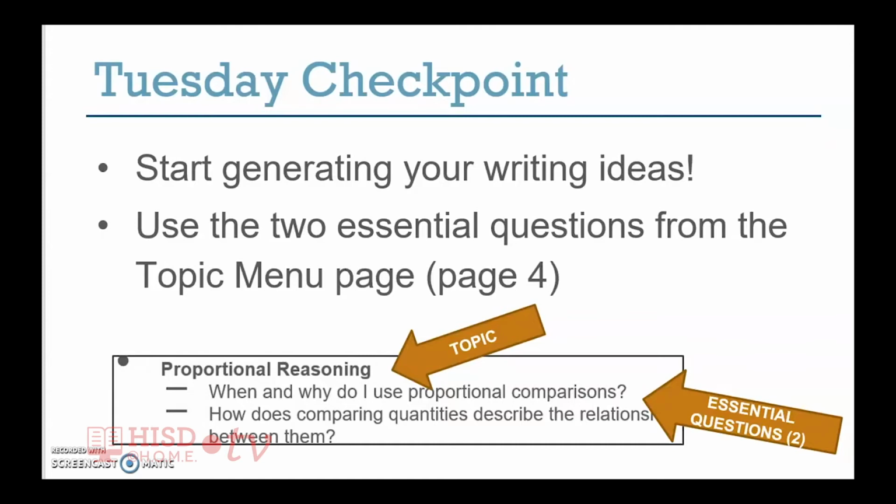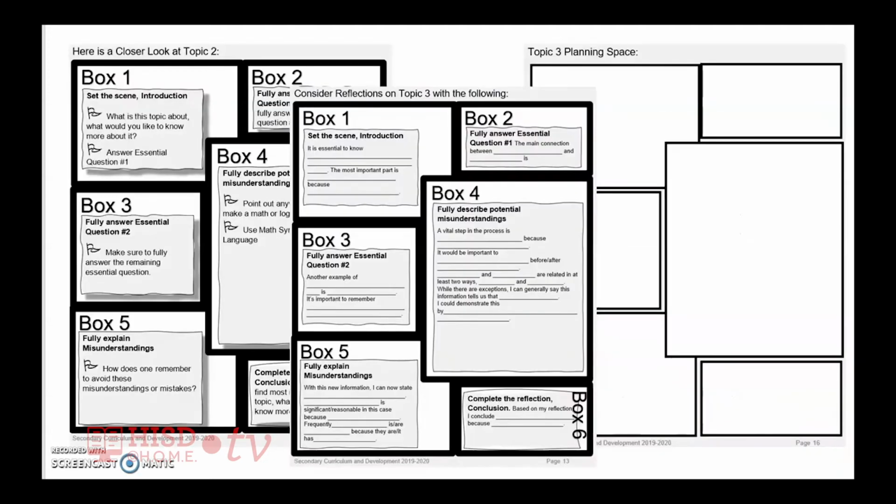On Tuesday, you get to continue the work, but this time you're looking at topic 3. For me, it's proportional reasoning. And my 2 essential questions are listed: when and why do I use proportional comparisons? And how does comparing quantities describe the relationships between them? So my checkpoint on Tuesday is to do the exact same thing that I've done for topics 1 and 2, but I'll do it for topic 3.